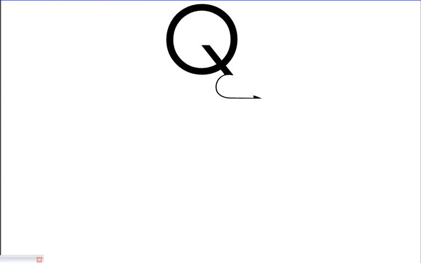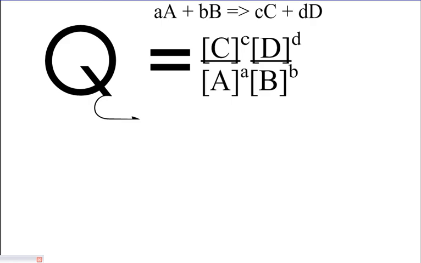All right, if you think back to the electrochem unit, we discussed Q. And when we talked about Q, the formula for Q looked a lot like the formula for K, because it was products over reactants raised to their coefficients. So it looks a lot like K.